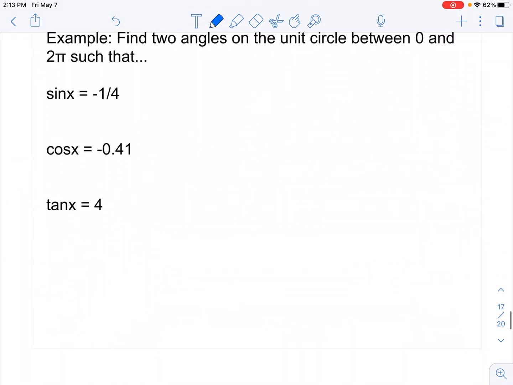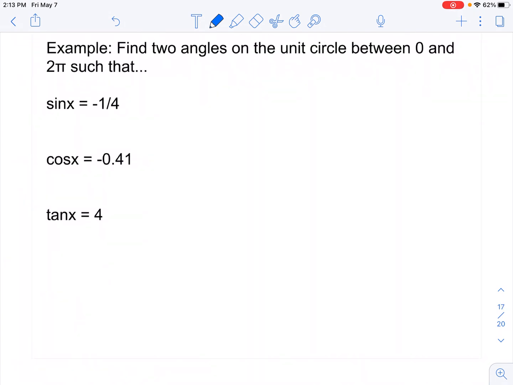Let's try it with radians. Find two angles on the unit circle between 0 and 2 pi. In this case, we want sine to be negative. Sine is your y. When is y going to be -1/4? It's going to be negative in two quadrants. First, I'm going to make sure I'm in radians. I'm going to type in inverse sine of -1/4.